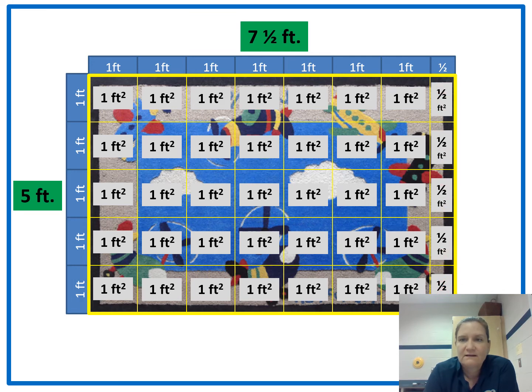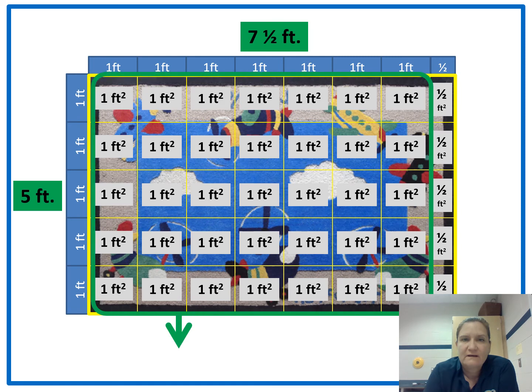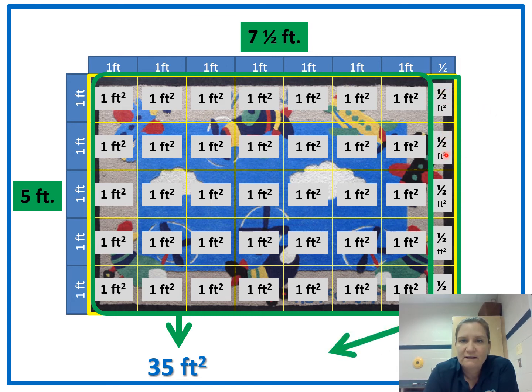Okay, now here we have 7 across and 5 down. That means that we have 35 whole squares. Now on the right here, we can pair them up because 1/2 and 1/2 equals 1. So over here we have 1 whole, and then we have another 1 whole, and then we have 1/2. So that equals 2 1/2. And if we add those together, we would get 37.5 feet squared.